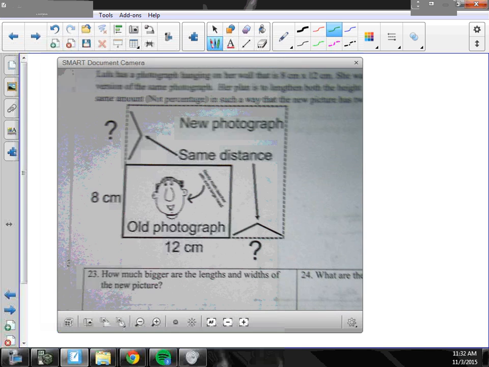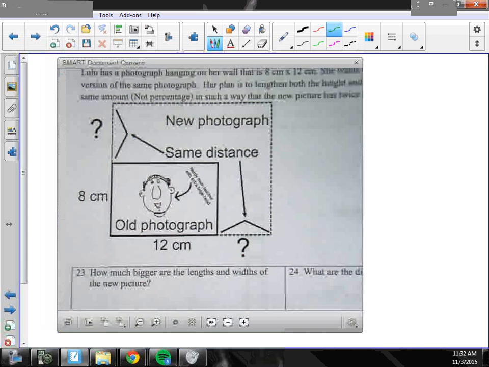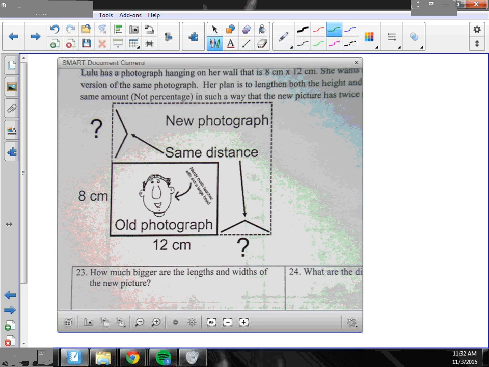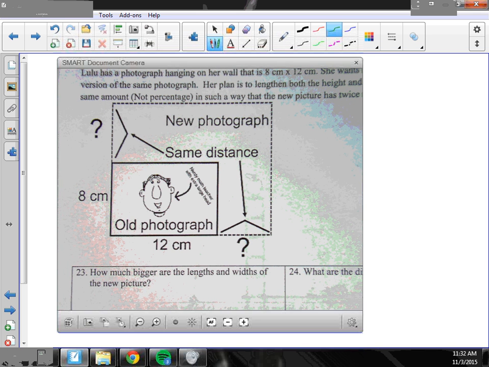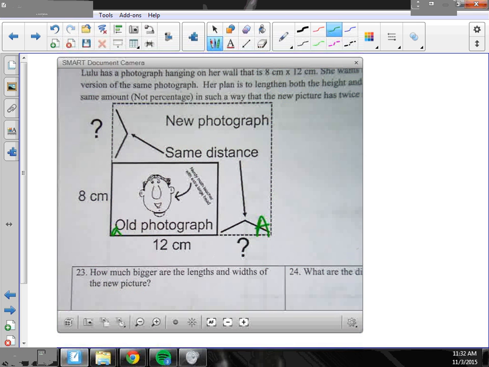Okay, this is a tricky situation. You have a photograph that's 8 centimeters by 12 centimeters. So we'll call the little photograph photograph a and the big photograph capital A.